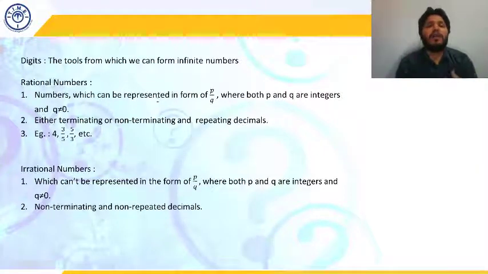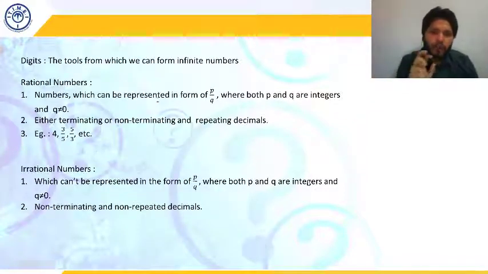So anything that is happening in the form, for example, 3.457892378. So anything is coming after the decimal. So no pattern is there after the decimal. So neither terminating nor repeating decimals are called irrational numbers.